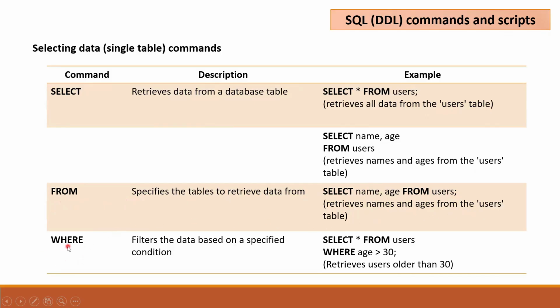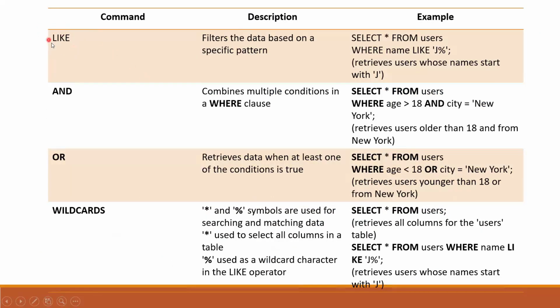And where? Select star from users where age greater than 30, which retrieves users older than 30. So where is used to filter the database on the specified condition. Now, we can see also other commands like and, or. For example, select from users where age younger than 80 or city from network.